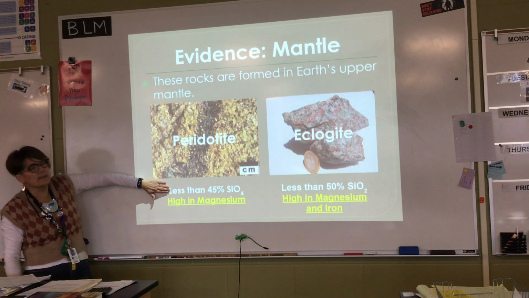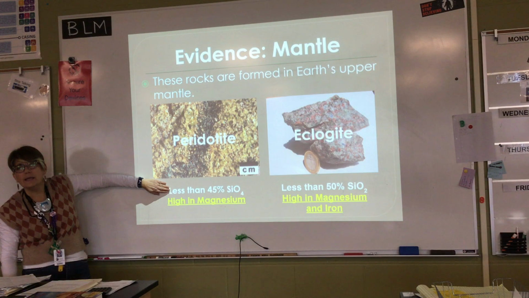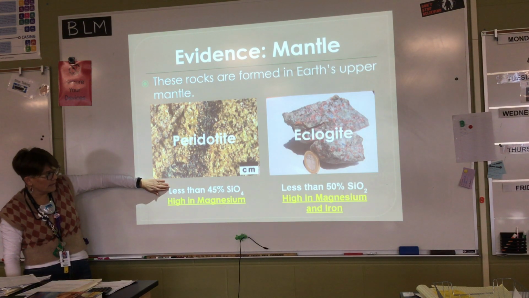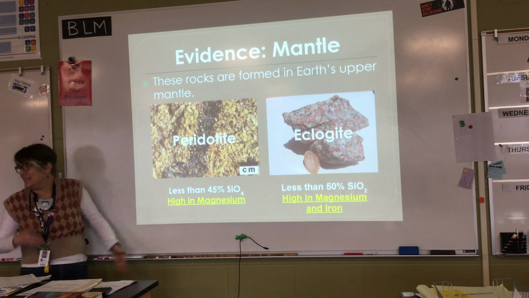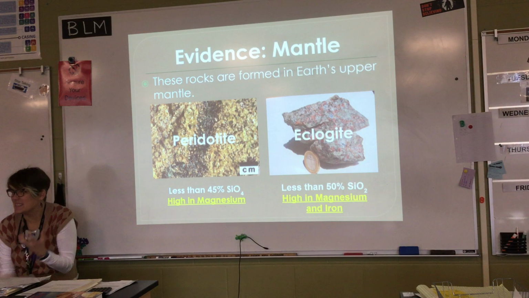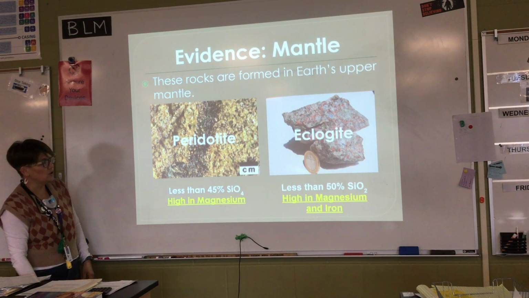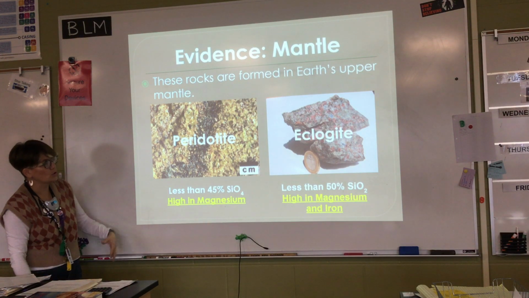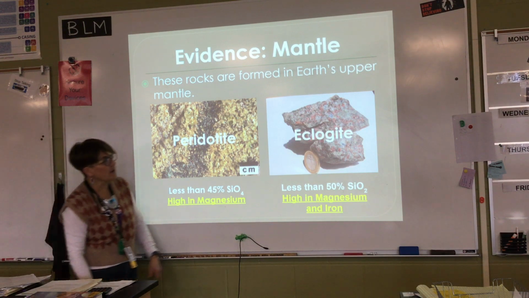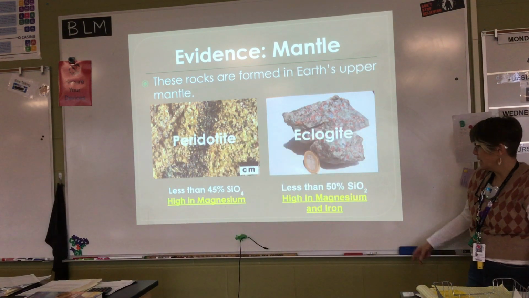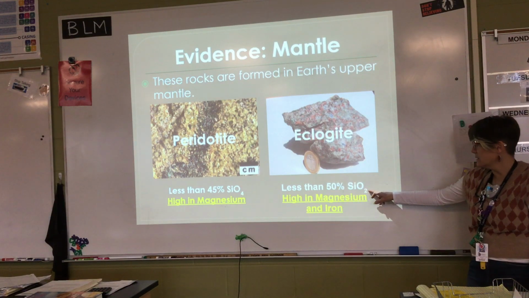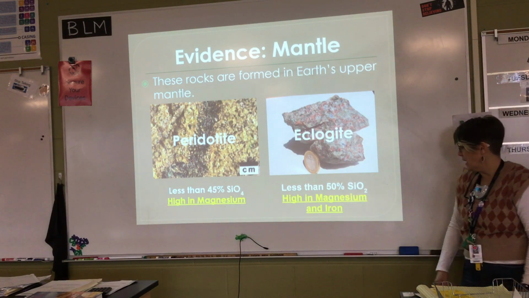Notice how low the silica content is. As we get deeper into the layers, the silica content gets less and the magnesium content gets more. So the density is getting more and more dense as we get towards the core. Then we also have eclogite, and I know I'm probably not saying that right. This is less than 50% silica. It's high in magnesium and iron.